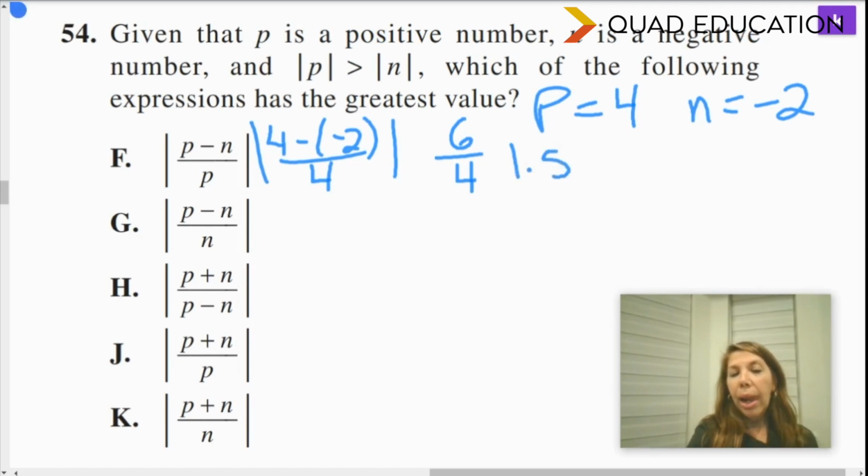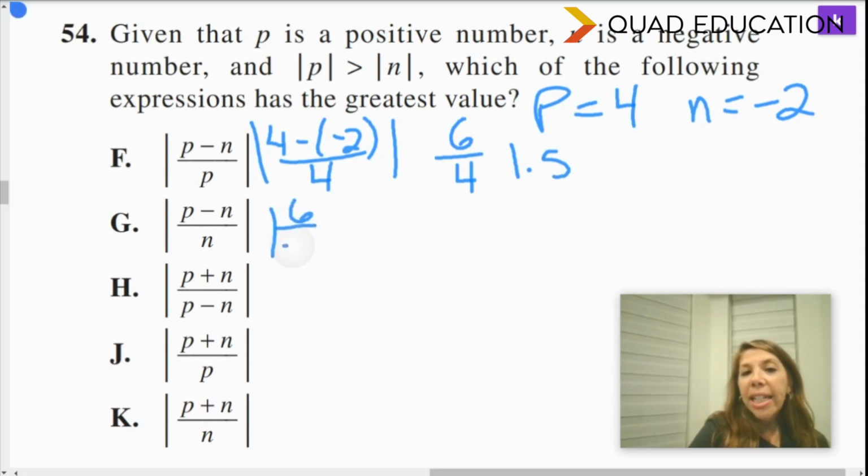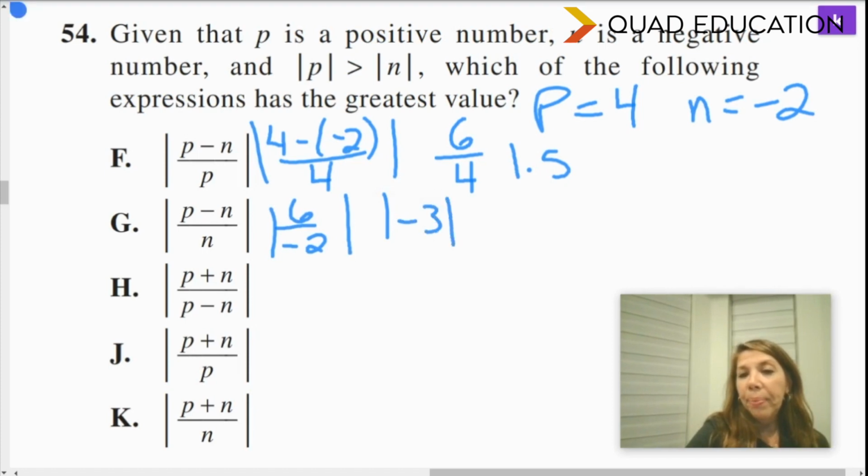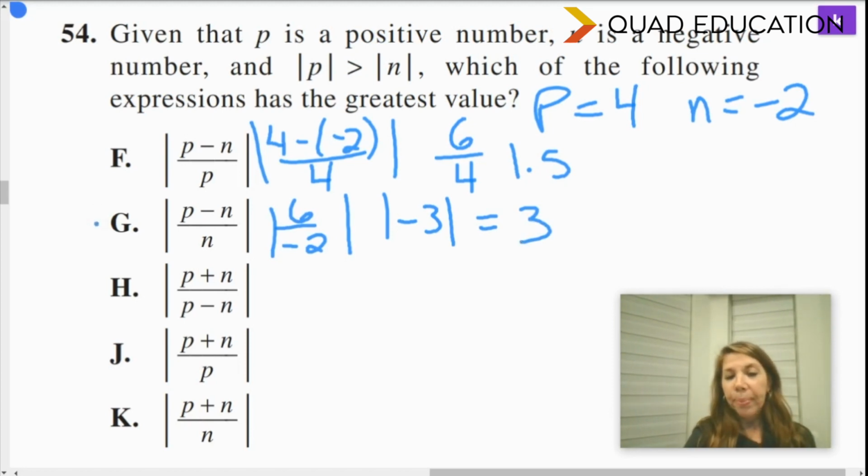And that would just be 6 over 4, which would be 1.5. Okay, now that we know that p minus n is 6, we don't have to do that again for choice G. We could simply just plug in a 6 over here, and our n is a negative 2. The absolute value of 6 divided by 2 would be a negative 3, the absolute value of a negative 3, and that would be equal to a positive 3. So far, G is higher than F. That's a greater value, so we're going to hold on to G.